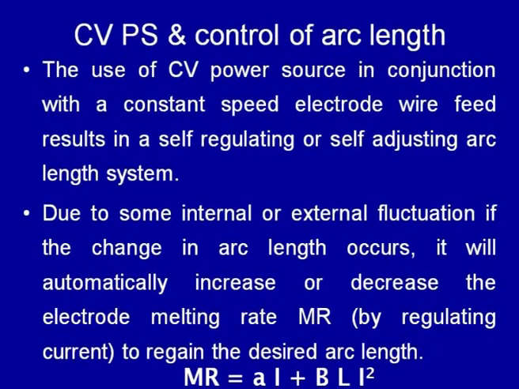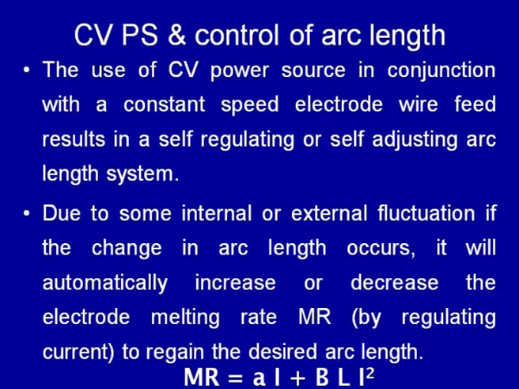So, how is this achieved, to maintain the constancy in arc length while using the constant voltage power source in conjunction with the constant speed electrode wire feed system? This kind of combination results in the self-regulating arc, and the self-regulating arc automatically produces the adjustment in arc length so that it remains constant. A combination of the constant voltage power source coupled with the constant speed electrode wire feed system produces the self-regulating arc system, especially when the electrode resistivity is high and the diameter of the electrode wire is small.